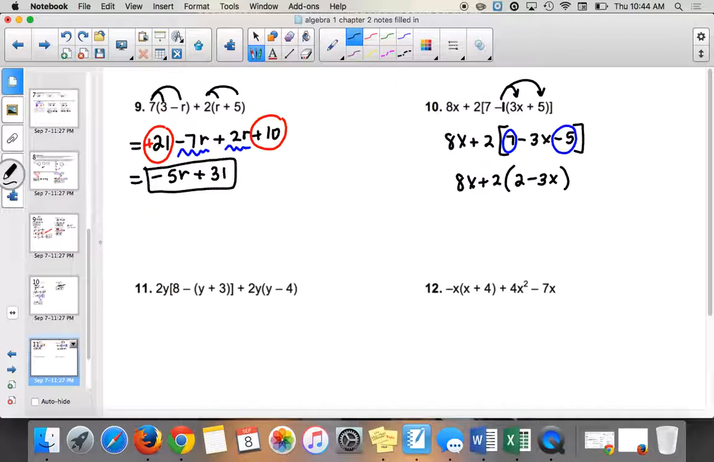And then we continue to simplify. So what's my next step? Not yet, almost. Yeah, we're going to distribute that too, right? Because again, we have a number outside of the parentheses. We're going to distribute it in. So we get 8x plus 4 minus 6x, and now we combine those like terms. So now we have 8x minus 6x, so we get 2x plus 4.